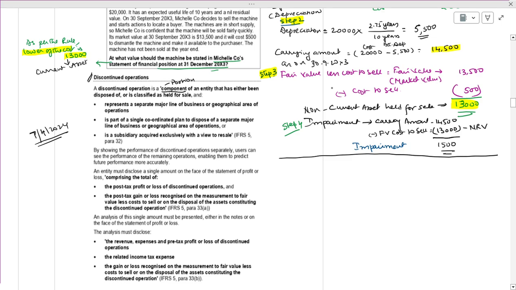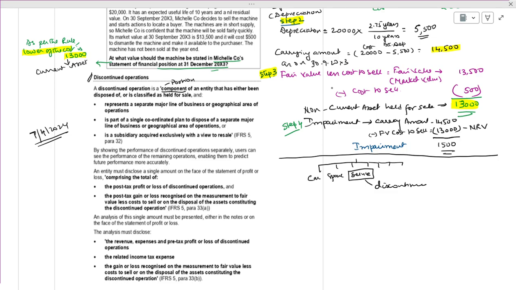We are doing business in various different activities. You are selling cars, you are selling spares, you are selling service. You are selling so many things. Now you want to discontinue one component, service. What is the treatment we have to give? That's the only thing.